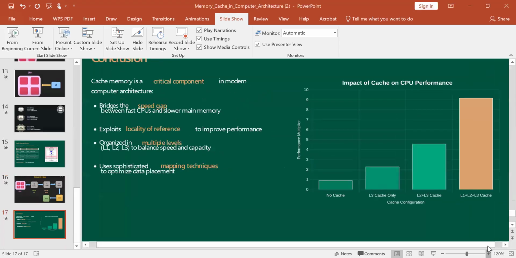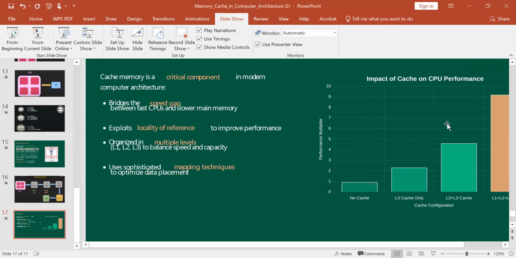So in conclusion, the cache memory is a very, very critical component in modern architecture. Why? It bridges the gap between the CPU and a slower main memory. We know that the main memory is very, very slow. And when we refer to the main memory, we are referring to the memory from which the program is being run. So what the cache does is bridge this speed gap between the CPU and the slower memory, keeping data that will be frequently accessed by the program on the cache, and therefore increasing our processing speed as a whole.